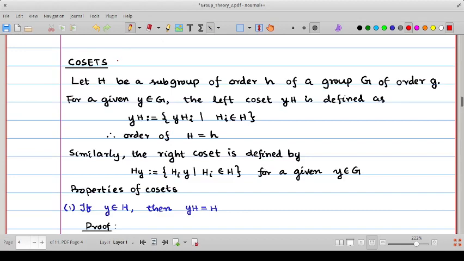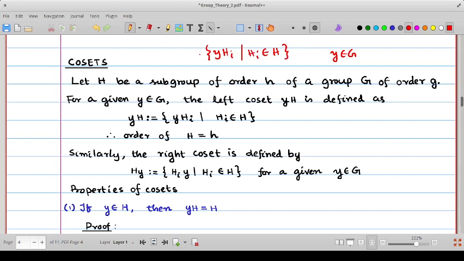Now we discuss cosets. So let H be a subgroup of order h of a group G, and let the order of the group G be given by small letter g. Now consider any element y of G and then construct the set of elements given by y times hi, where hi are elements of the subgroup H.